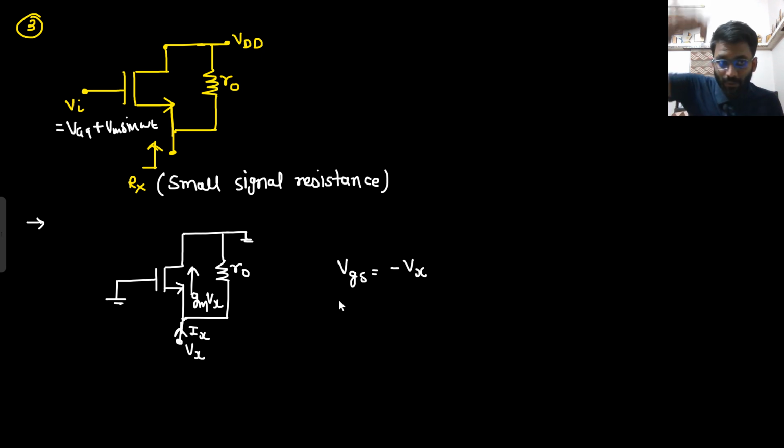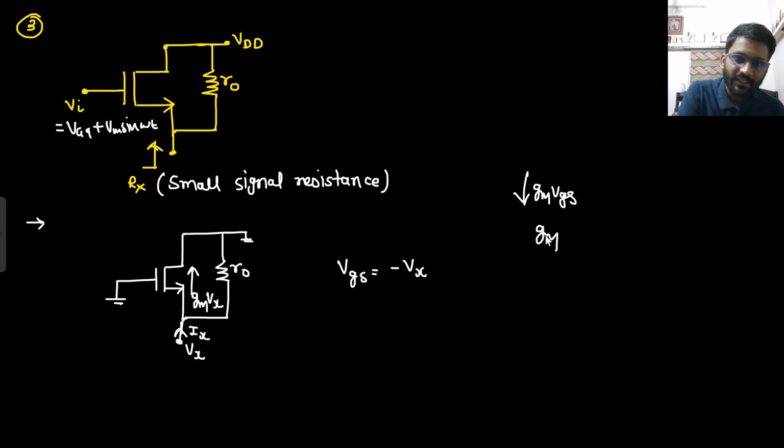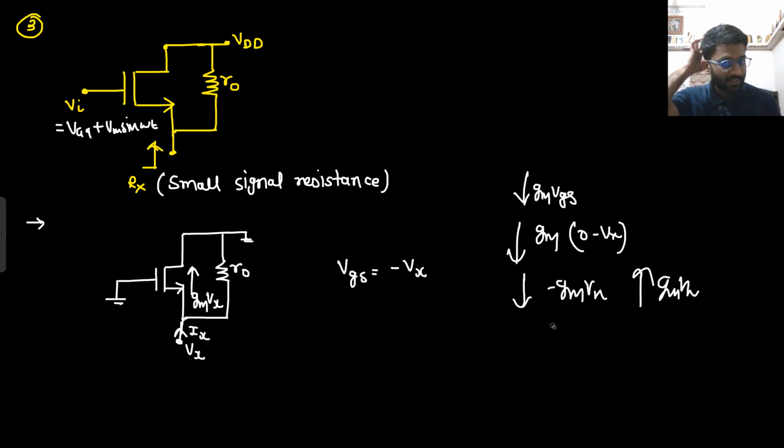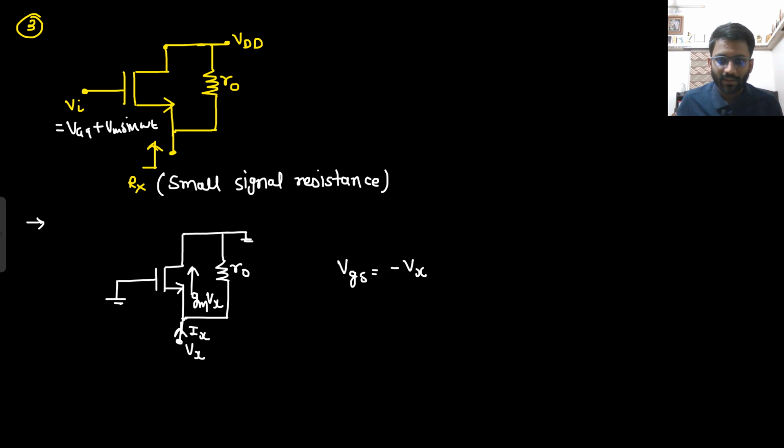The current was supposed to flow as gm VGS like this. But what is happening? VG is 0 and the source is at Vx potential. So the current in the downward direction is minus gm Vx, so in the upward direction the current would be gm Vx. That's it. The current is flowing gm Vx in the upward direction.